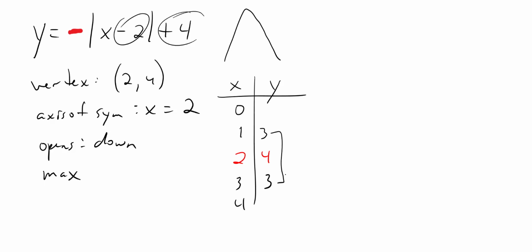Okay, put a 4 in there. 4 minus 2 is 2. Absolute value 2 is 2. That makes it negative 2, the red negative there. So negative 2 plus 4 is 2.